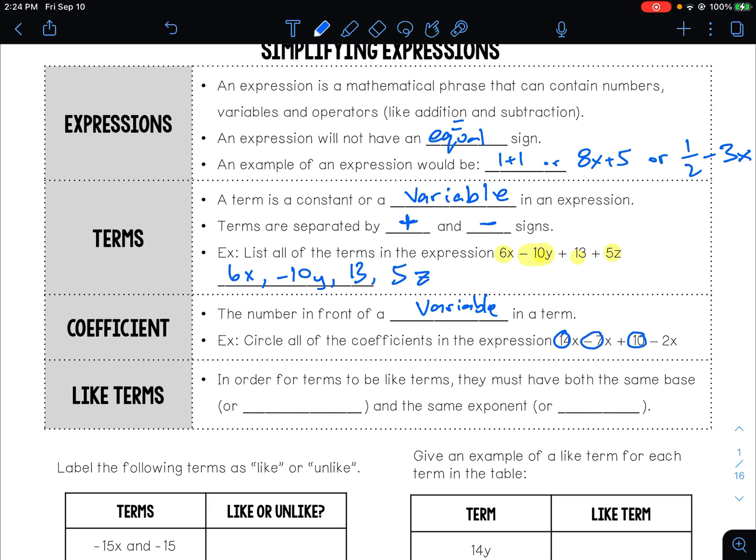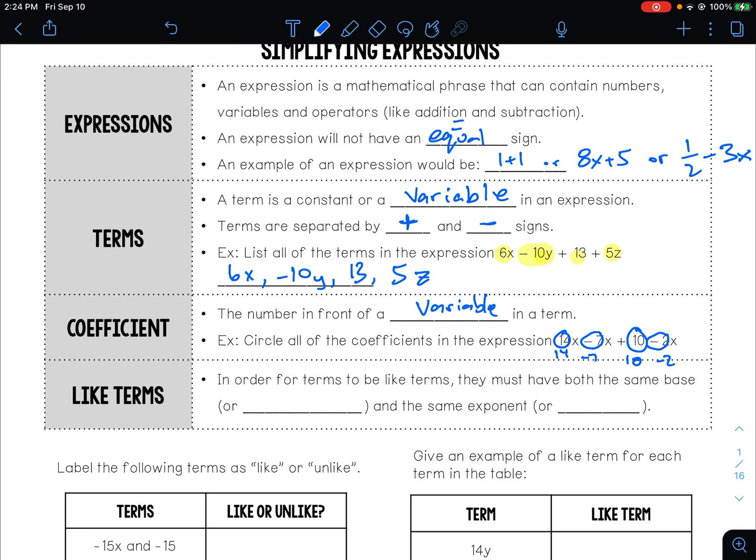So you may be wondering why not circle the plus 10? Because we know that 10 is positive. Whereas if you look at this and I only circle the 2, it makes you think that it's a positive 2 when in fact it is a negative 2. So yeah, you have to circle the coefficients. My coefficients would be 14, negative 7, 10, and negative 2.